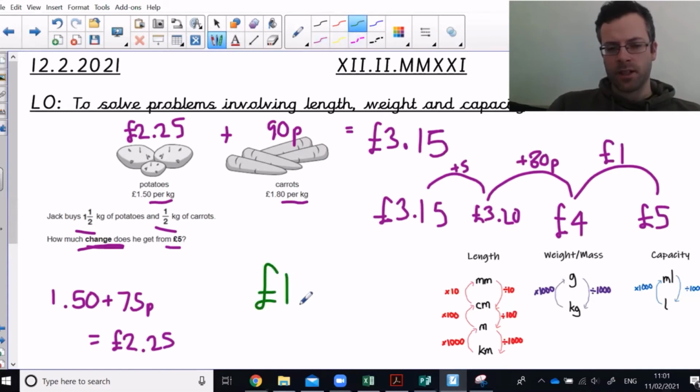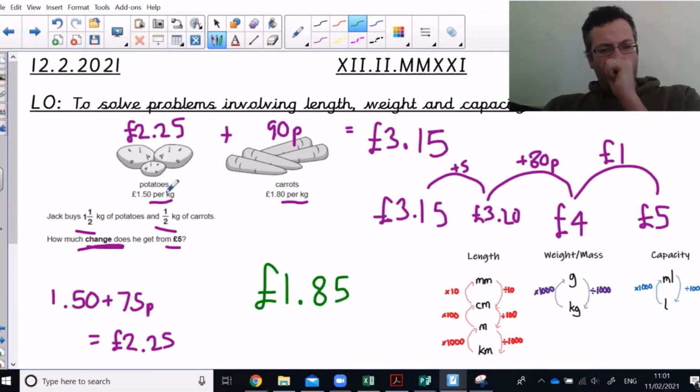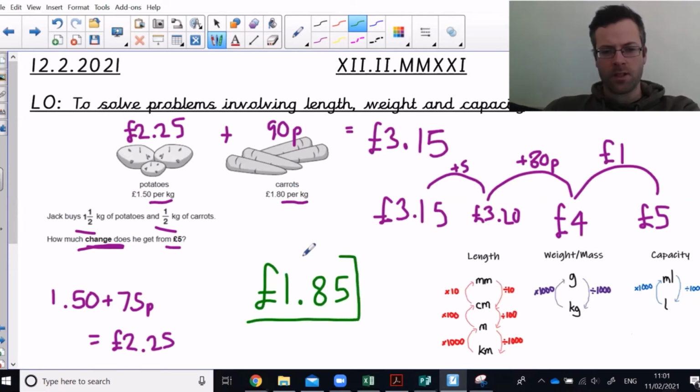And that is the answer I'm going to give. Now I very quickly need to check that. So that's 1 kilogram and another half of that's 75. I'm happy with that. That's 1 kilogram. It was half of that, so that's 90p. £2.25 add that is £3.15. I'm happy with that. Count on 5, count on 80. I'm happy that £1.85 is my answer.